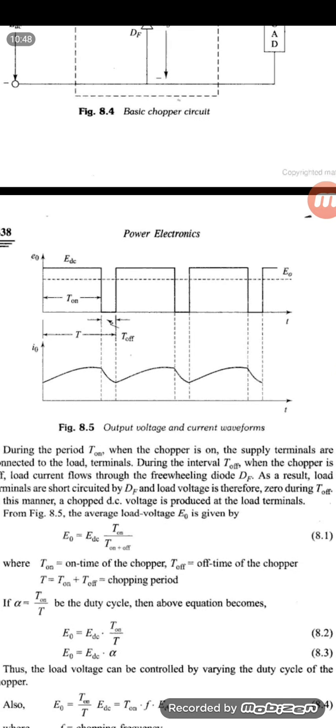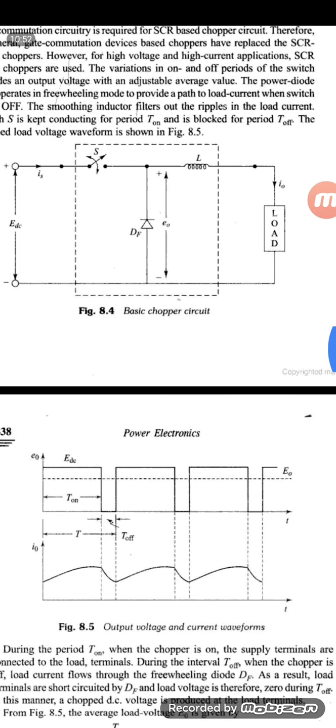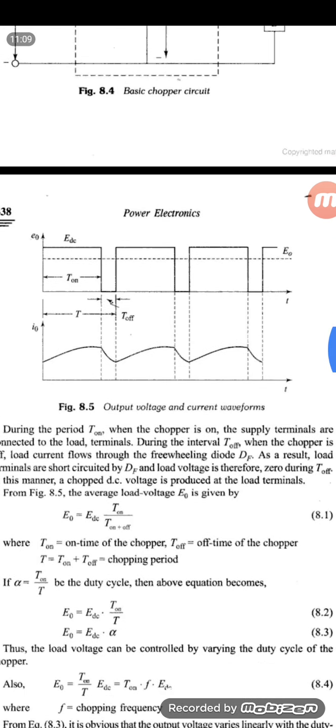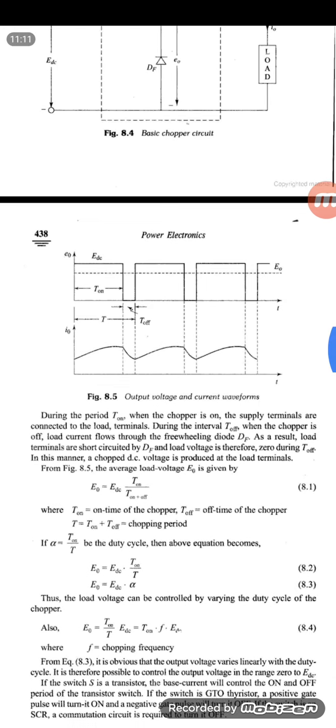See here, when the switch is on, T on, you will get EDC. When it is off, you will get 0 voltage. In that time, the current decreases. When the switch is on, the current slowly increases. When the switch is open, the current decreases. So this is the waveform of the step down chopper.